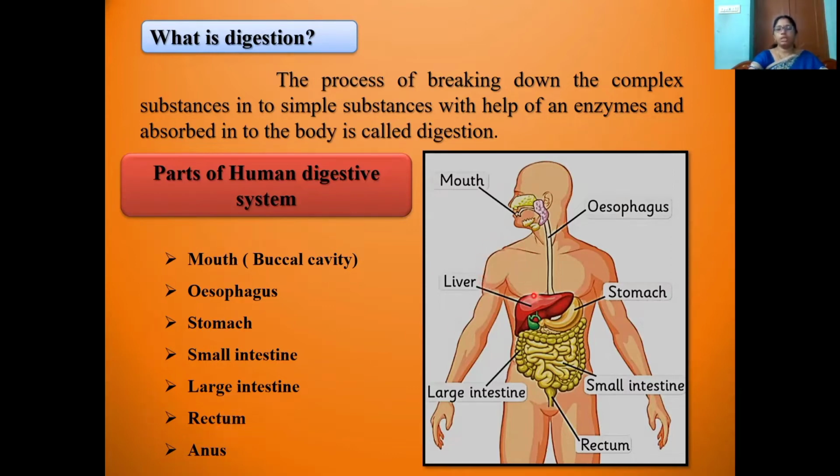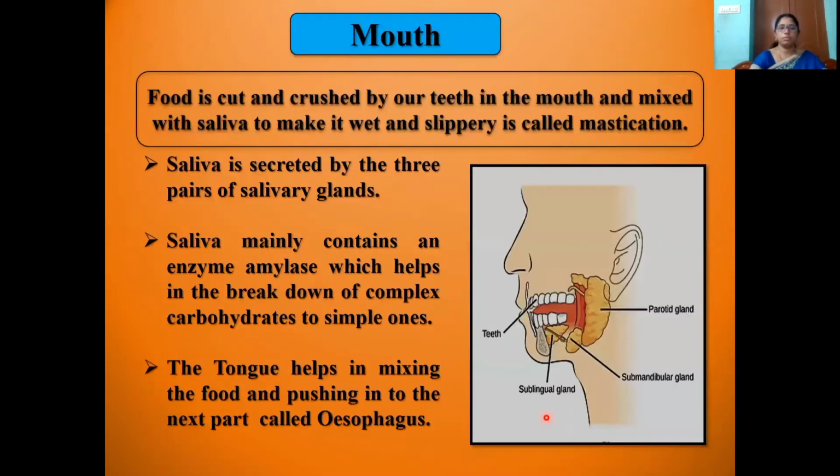Children, we can see this picture. This is the mouth. This is the esophagus. This is the stomach. This is the small intestine. This is the large intestine. This is the rectum and finally the anus. Our digestive system starts with the mouth and ends with the anus. Now I will explain the mouth.